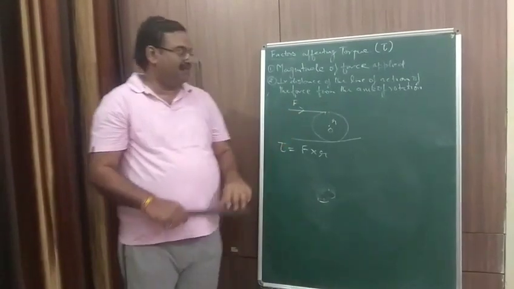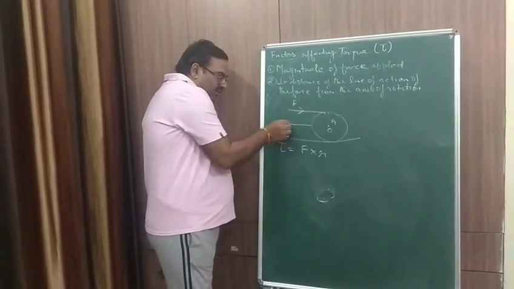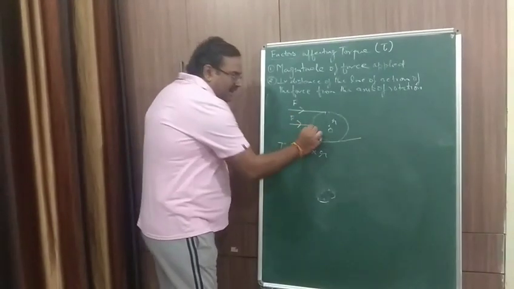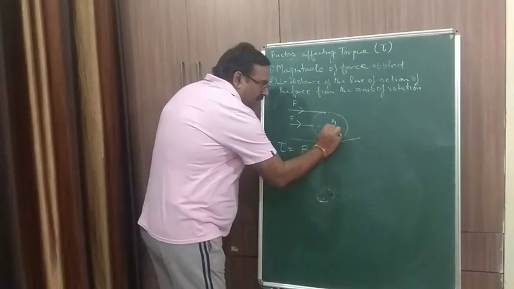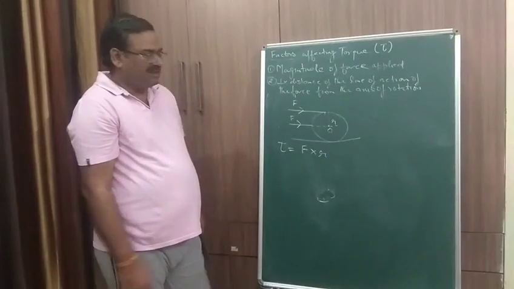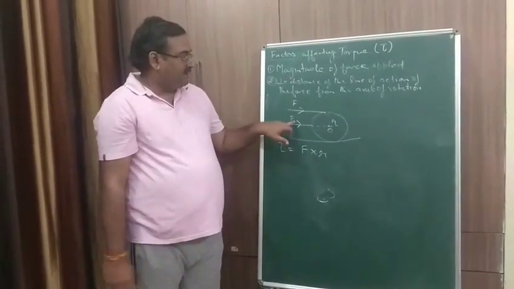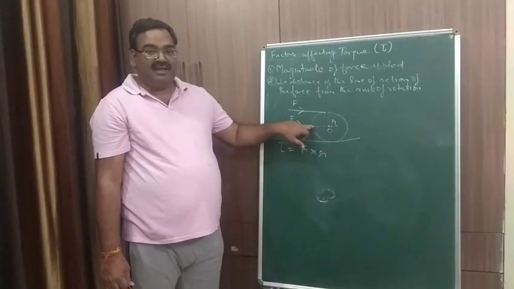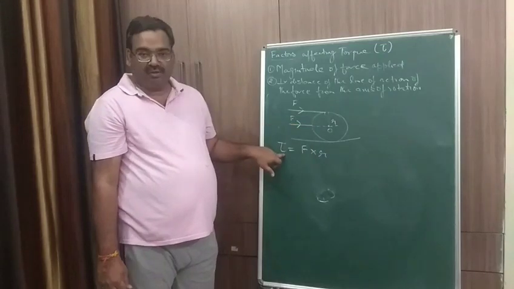I'll give you an example again. You look here. I'll again draw a force here, F, and the force is passing through the center, or through the axis of rotation. Now what is the perpendicular distance? The perpendicular distance between the line of action of the force and the axis of rotation is 0. As a result, torque is 0.